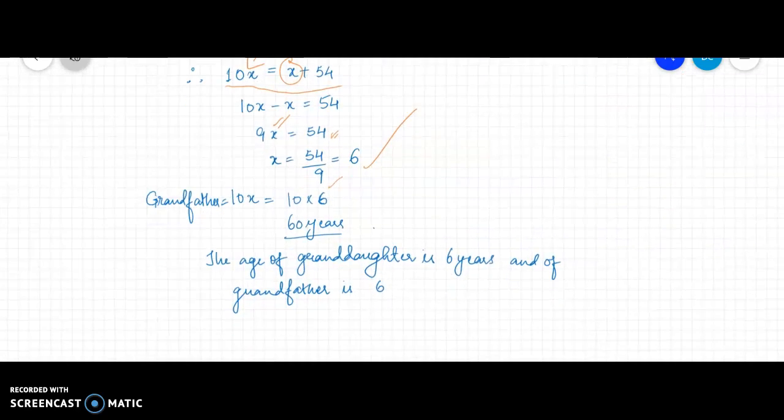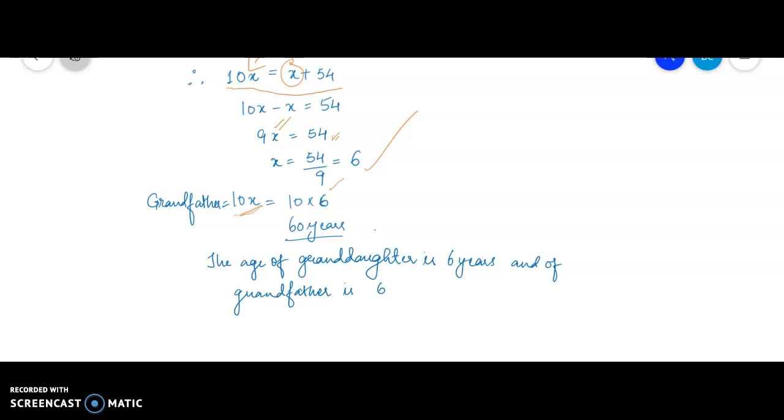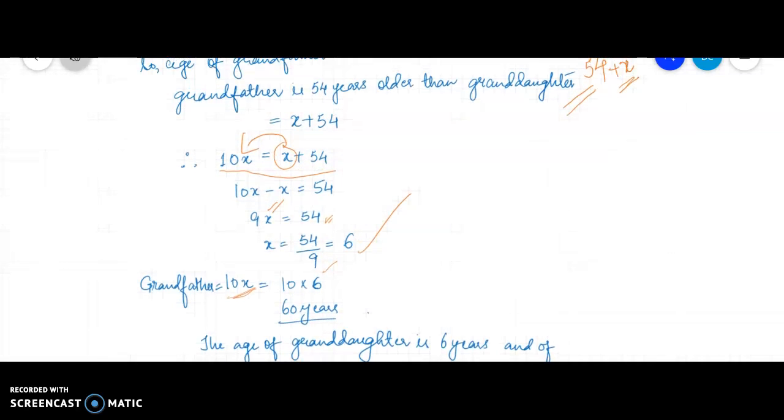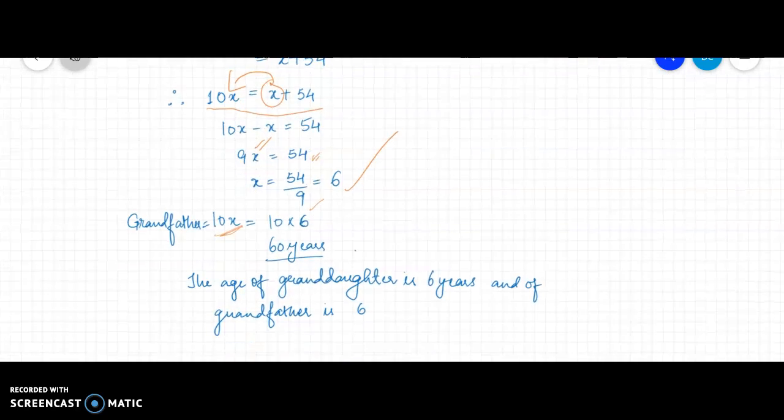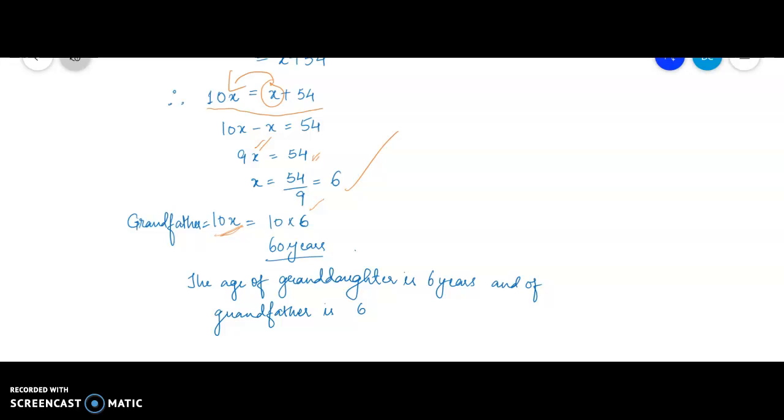So grandfather's age will be, it was 10 into x, right? Or see, you can put it here also, any of these. So I'm putting it in 10x, so 10 into 6 is 60 years. The age of the granddaughter is 6 years and of the grandfather is 60 years.